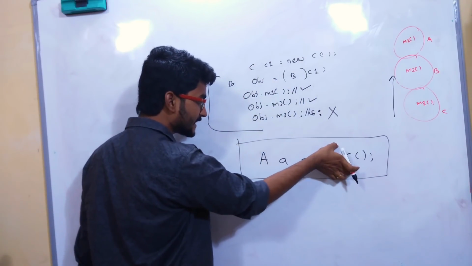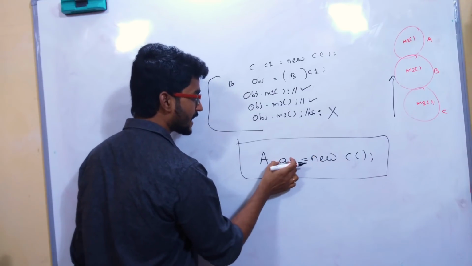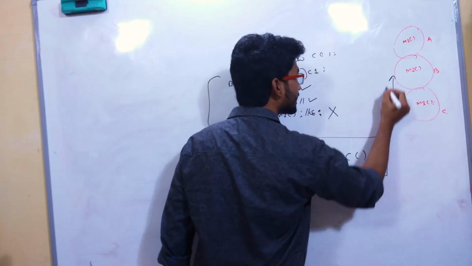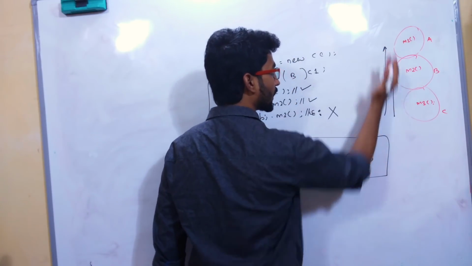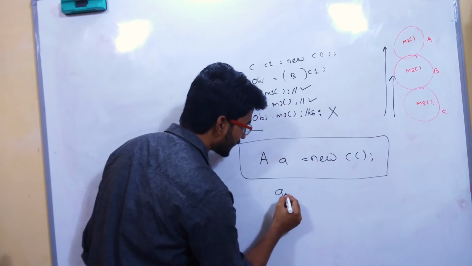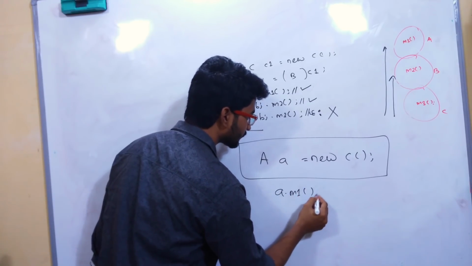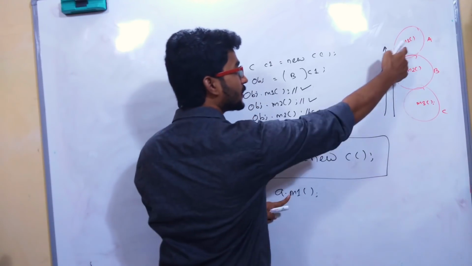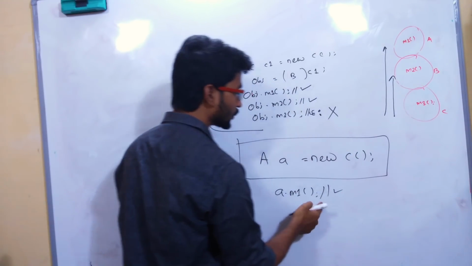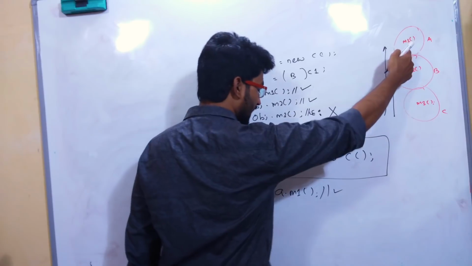I'm storing the C class object in the A type reference, right? I'm storing this C in the A. I'm going up, so I'm doing upcasting, right? So can I do A.M1? This M1 method is over here. Yes, it is there, so it is going to work fine. This is going to compile fine. This particular method will get called.